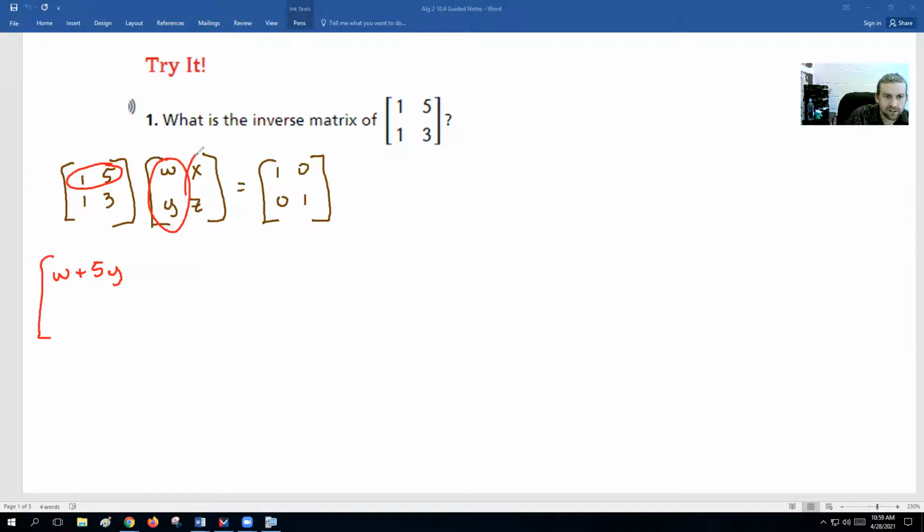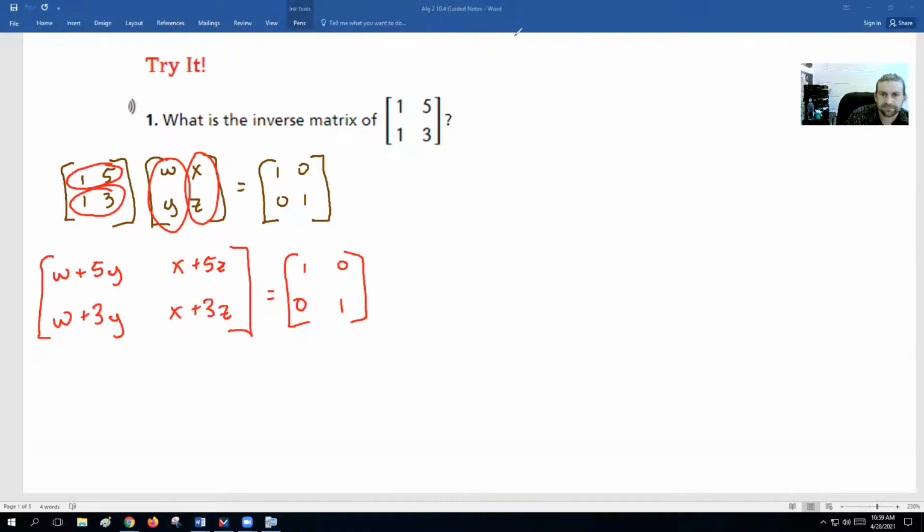Then let's do the next one here. 1 times x is 1x, 5 times z is 5z. You know that this has got to equal 1, 0. Next we can do the bottom row with the first column. 1 times w is w, 3 times y is 3y. That's got to equal 0 to match up. And then 1 times x is x, 3 times z is 3z. That's got to equal 1.